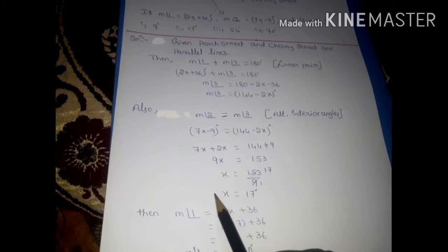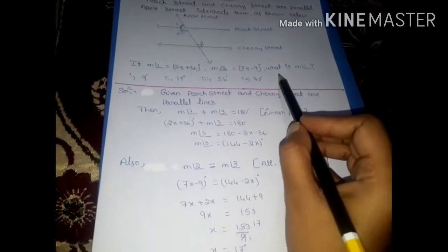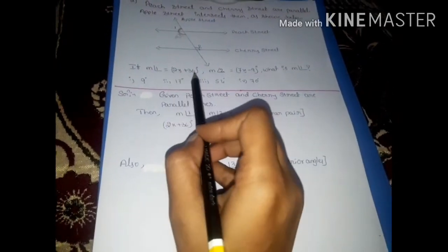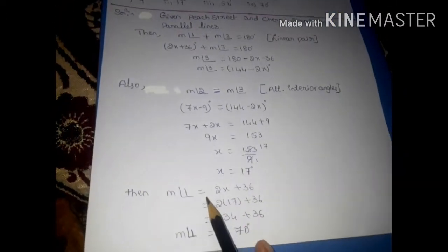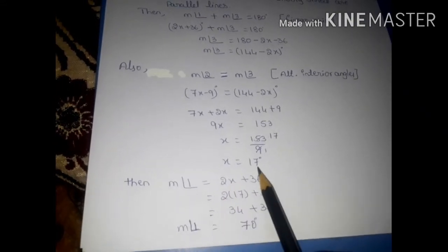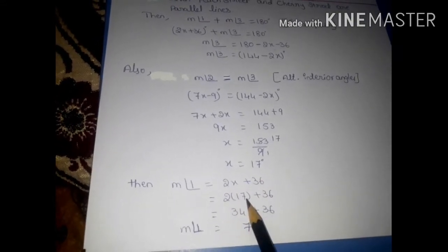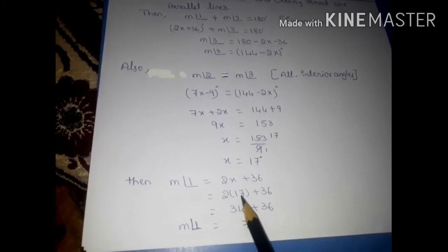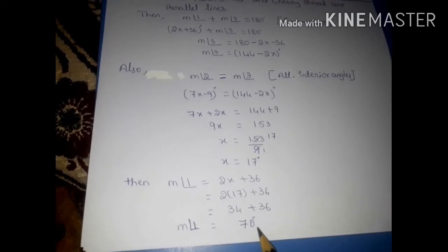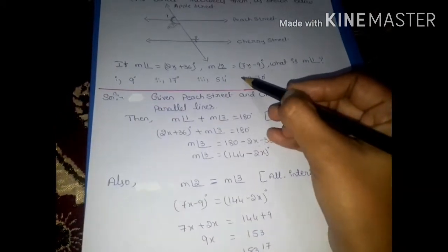But here they did not ask for the x value. What did they ask in the question? You have to find m angle 1. So m angle 1 is 2x plus 36 degrees. Now you have to substitute the x value in m angle 1. 2x plus 36, the x value you got is 17 degrees. 2 into 17 plus 36. 17 2s are 34, plus 36. m angle 1 equals 70 degrees. So here the correct option is 70 degrees.